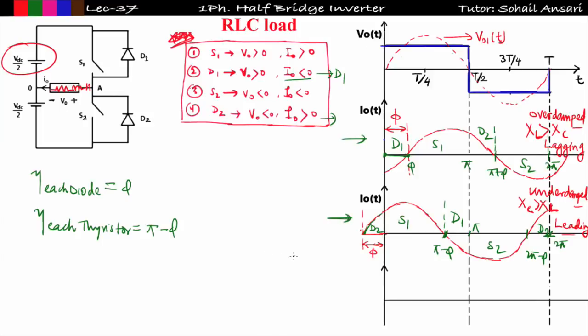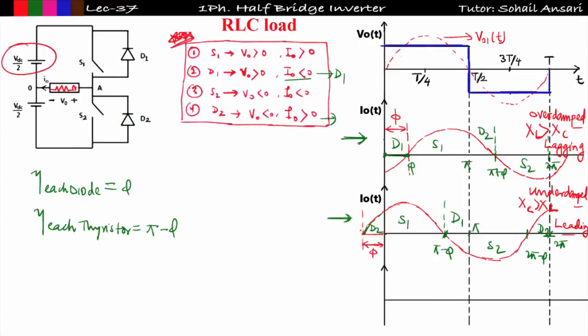Now see, in which case force commutation is required and in which case self commutation is required. Let us understand this. This is really important. So see, if I take the lagging load first, D1 is conducting from 0 to phi. After D1, switch S1 is conducting, and D1 will turn off. Then when S1 turns off, D2 will conduct. Fine. And when D2 turns off, then S2 will conduct.